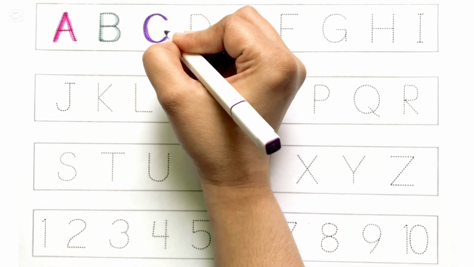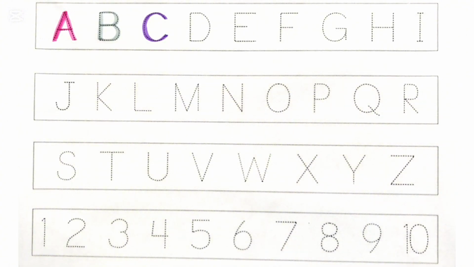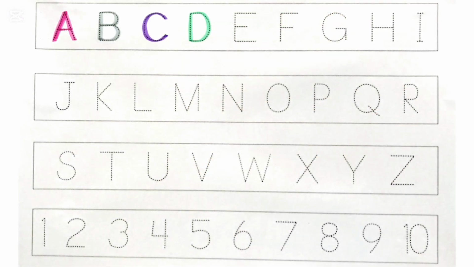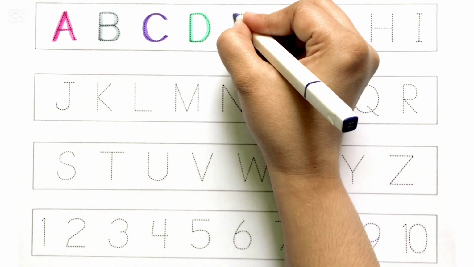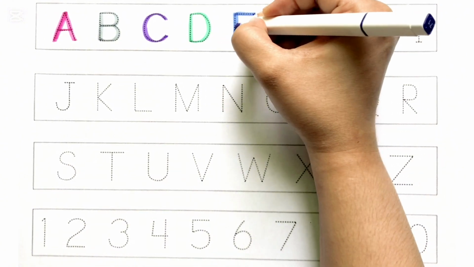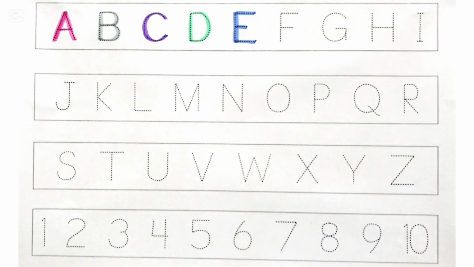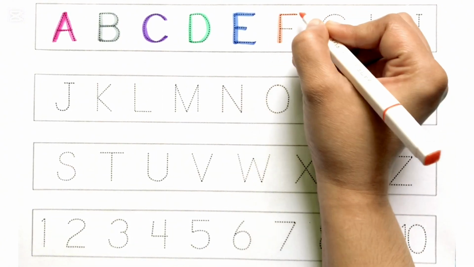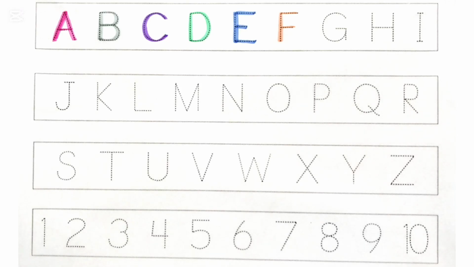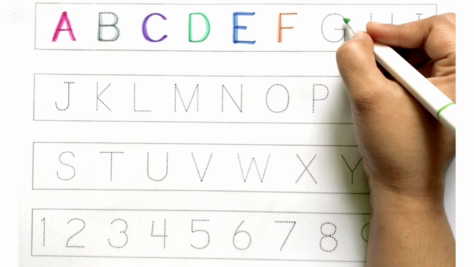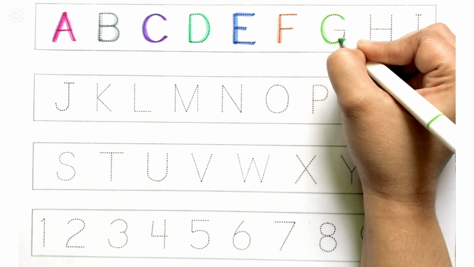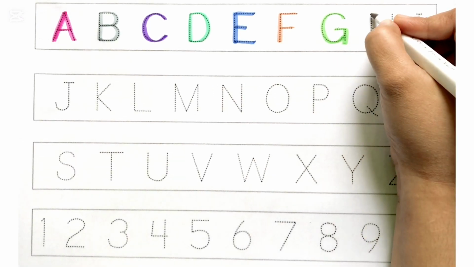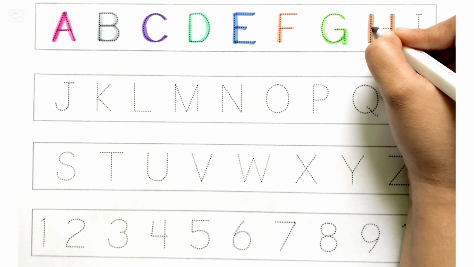C for cat. D for dolphin. E for elephant. F for flag. G for grapes. H for house.